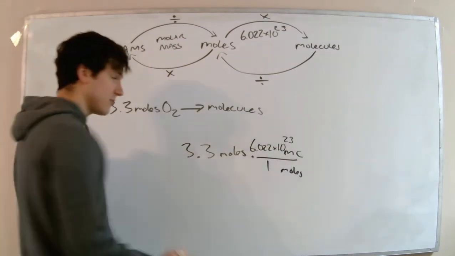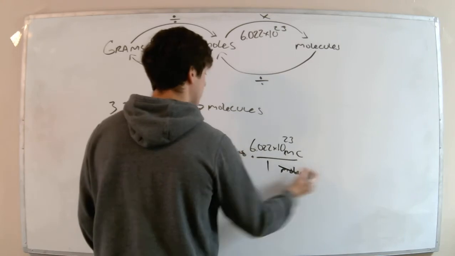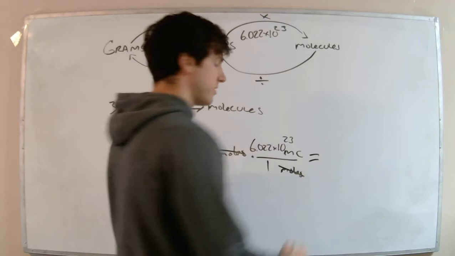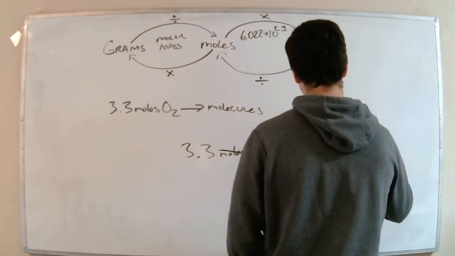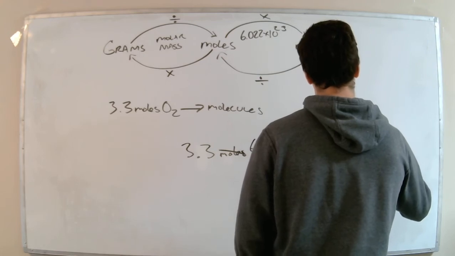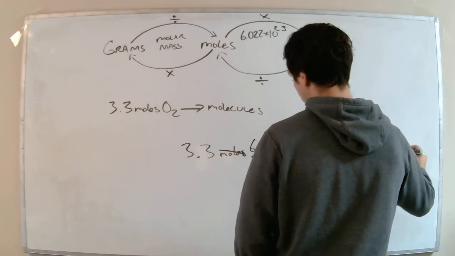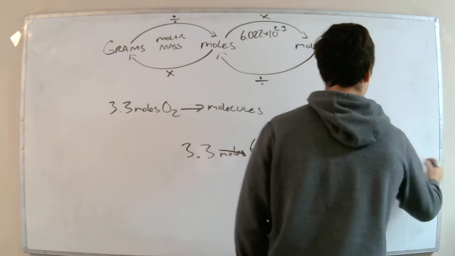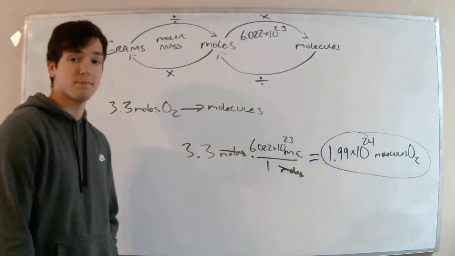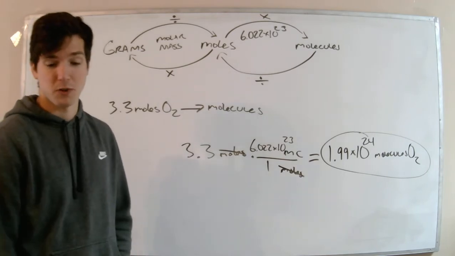That works out really nicely because now my moles cancel out. I'm left with just molecules, and you should get 1.99 times 10 to the 24th molecules of what we start with, O2. Okay, so again, moles to molecules, we just multiply.